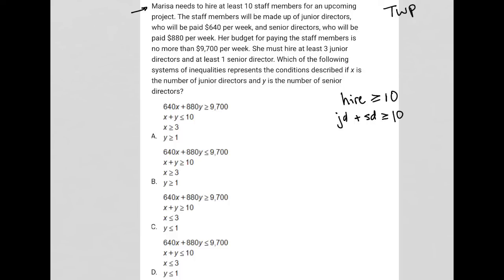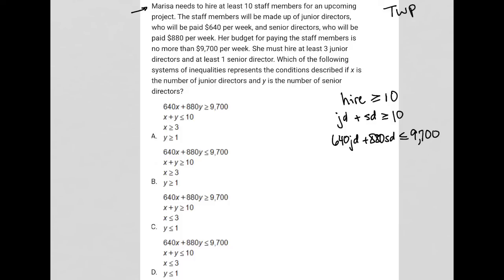The next sentence says her budget for paying the staff members is no more than $9,700 per week. All right, well, we know that if we're paying the junior directors $640 per week, and we're paying the senior directors $880 per week, and our budget is $9,700, then we need to have that value that we're paying out to be less than or equal to $9,700. We can't spend more than $9,700.